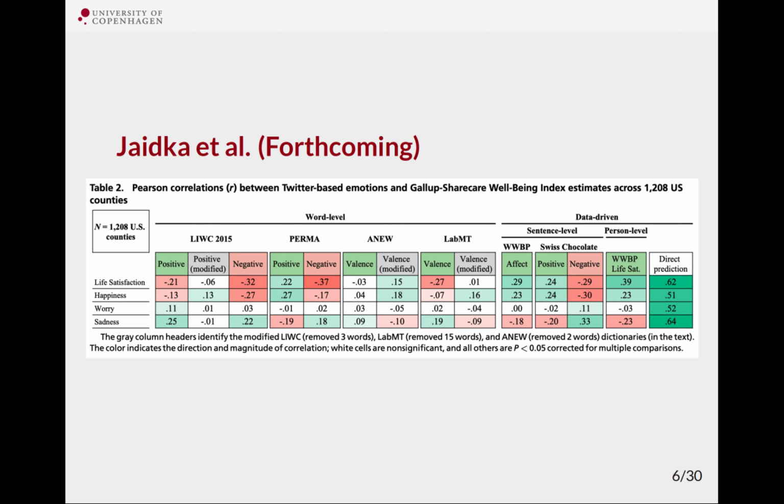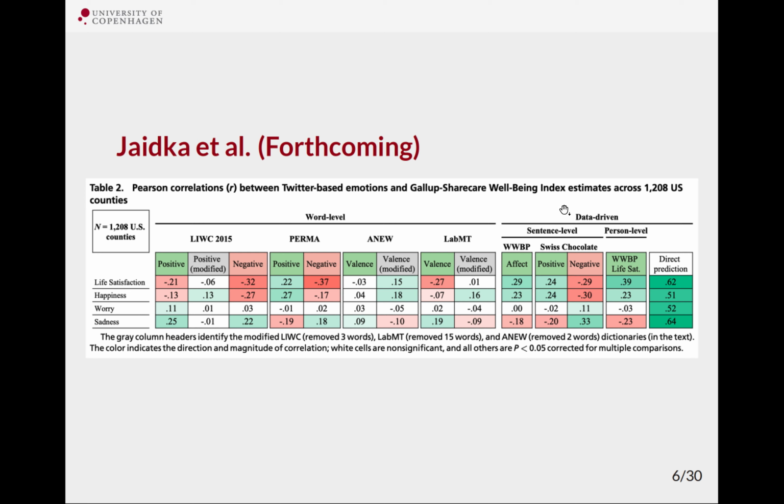And then this is the table that I talked about in the last lecture, where we have these 4 dictionaries right here, and how well they perform when looking at ground level truth for life satisfaction, happiness, worry, sadness. And so, where the LIWC dictionary says that a county in the United States should have a positive sentiment, it's actually negatively correlated with life satisfaction. So this is the exact opposite of what we should expect. And so these word level, these basically dictionary-based approaches, do very, very poorly.